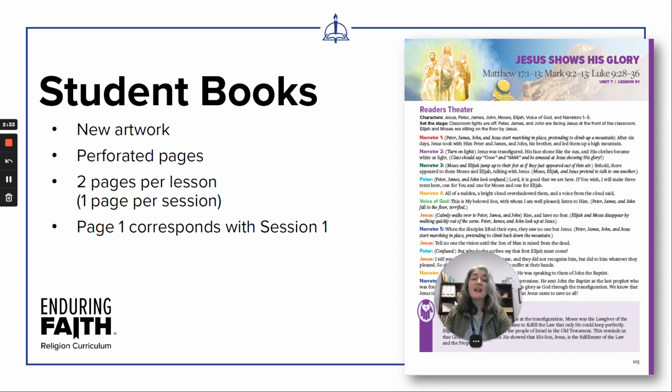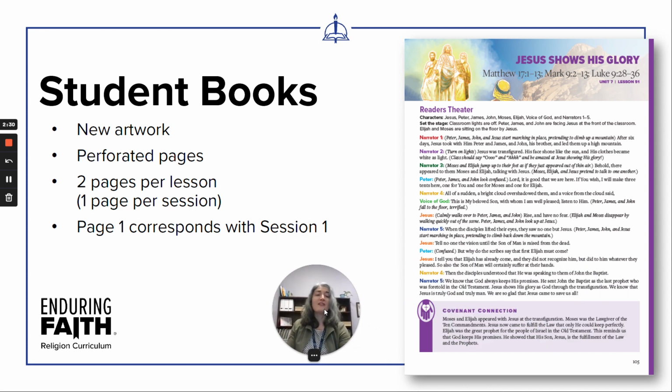You'll notice at the bottom of the student book, there's covenant connection. That's something that's unique for grades 5 through 8. We really want to make sure that our students understand that throughout the Bible, Jesus is everywhere. So the Old Testament lessons will be talking about how Jesus is being promised, and the other 4 units, the New Testament units, will be looking at how Jesus is fulfilling all of those prophecies from the Old Testament.